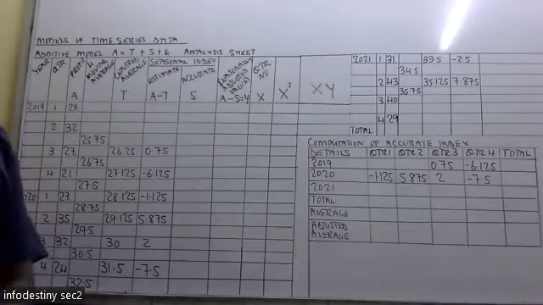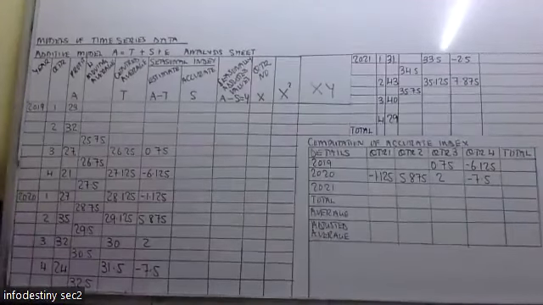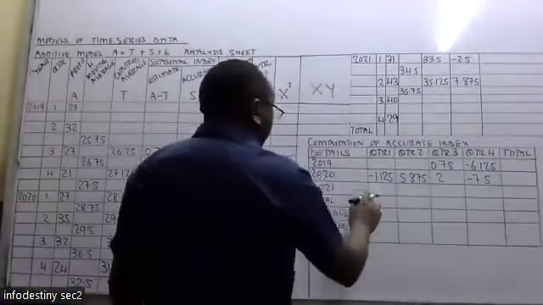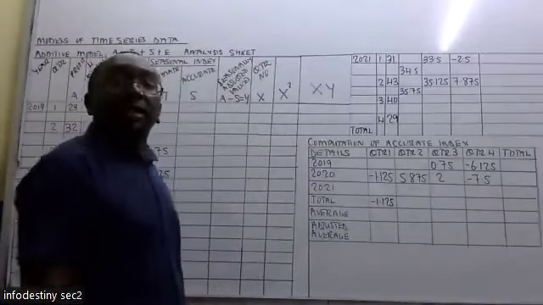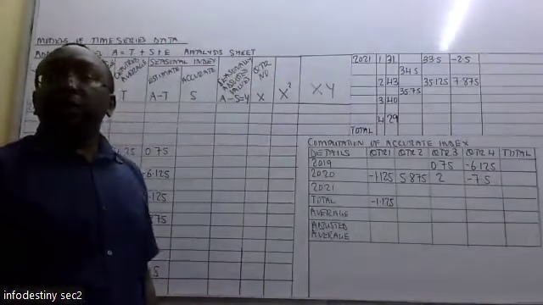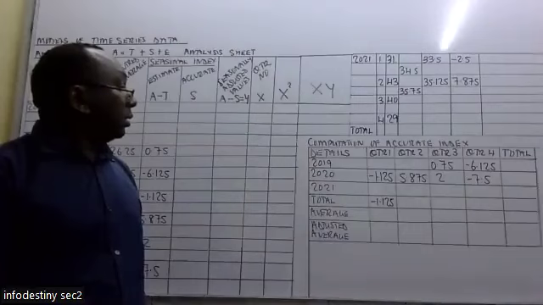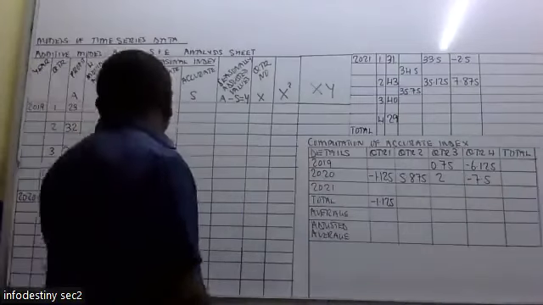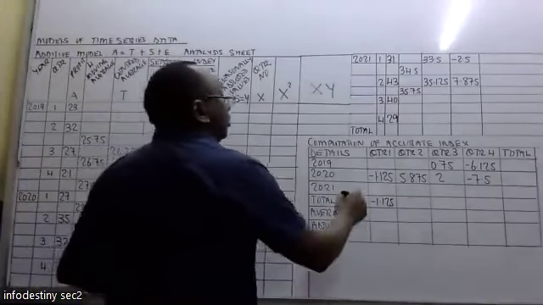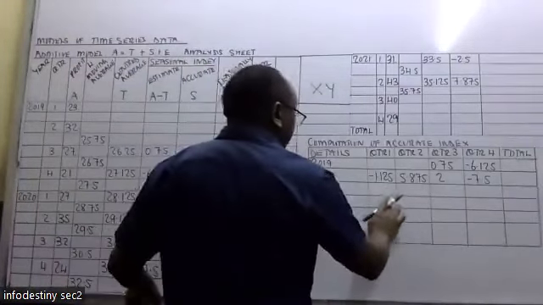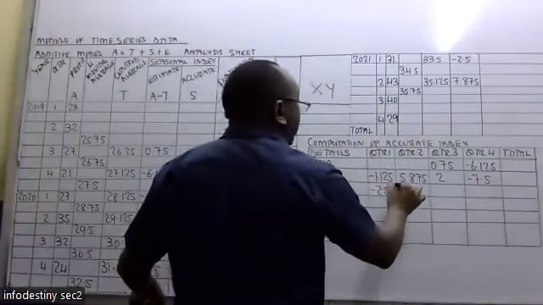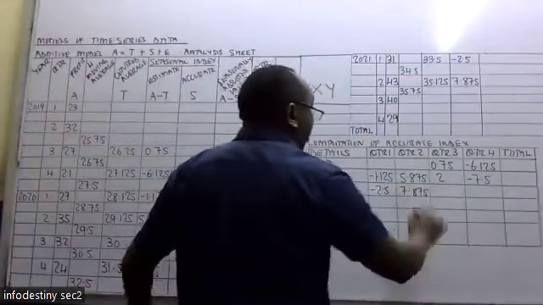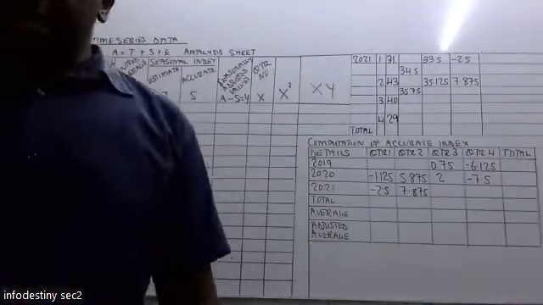Okay. So now we get the total. The total of this is minus 1.125. And because it is just one, then minus 2.5 and 7.875. Good, thank you. You record everything. Yes, Maureen, I can see that.